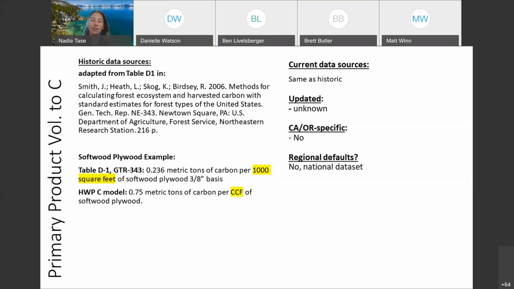And then our model is using 0.75 metric tons of carbon per CCF of softwood plywood. And once you do all the conversions, it all makes sense, but it just takes a moment to figure out what's going on there. And I'll be curious how some of the work presented yesterday on the roundwood conversions and variations by state may actually affect these conversion factors.